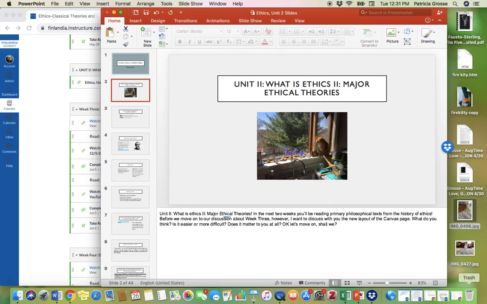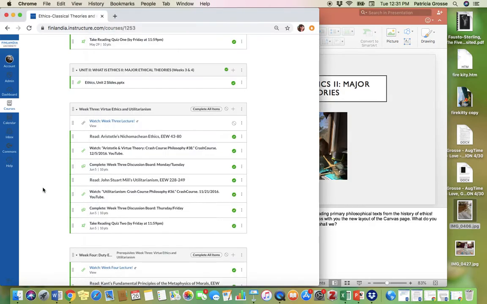Before we move on to our discussion about week 3, however, I want to discuss with you the new layout of the Canvas page. I'd like to know what you think. Is it easier or more difficult? Does it matter to you at all? So let's look at it.